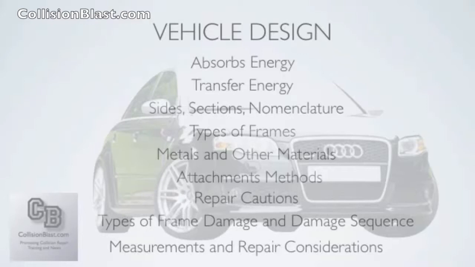So in this video, we talked about absorbing energy, and how cars are designed to do that. It creates a lot of damage to the car, but keeps the passengers safe, because the front and rear absorb the energy and transfer it around the passenger compartment. You have the different sides, right and left, and the sections: front, center, and rear. And the nomenclature, the names of the parts of the car, is important to know.